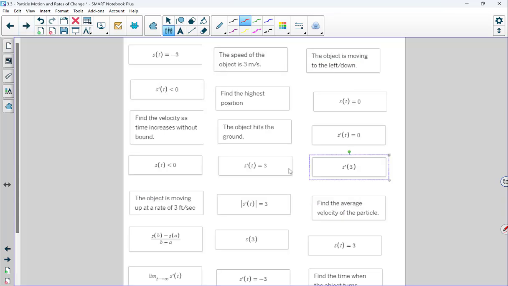All right, what we want to do on this slide is kind of match up some vocabulary with some mathematical notation.